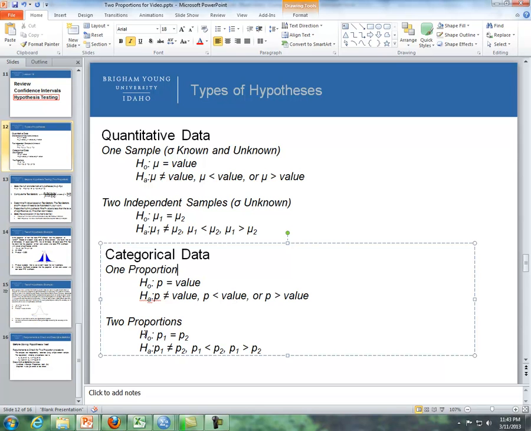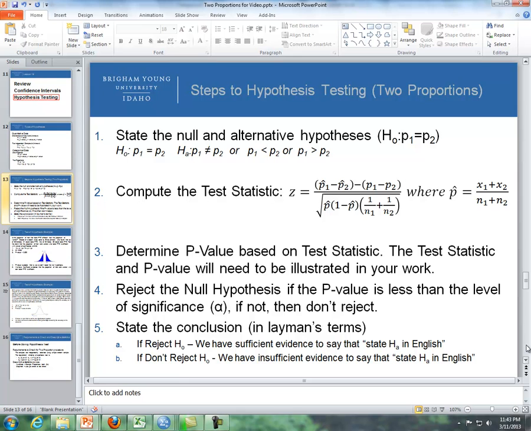So the null hypothesis for two proportions is that P1 is equal to P2, and the alternative is three options: that the proportions are not equal, or the proportion from group 1 is less than the proportion from group 2, or the proportion from group 1 is greater than the proportion from group 2. Okay, so here are the 5 steps for doing a hypothesis test for two proportions.